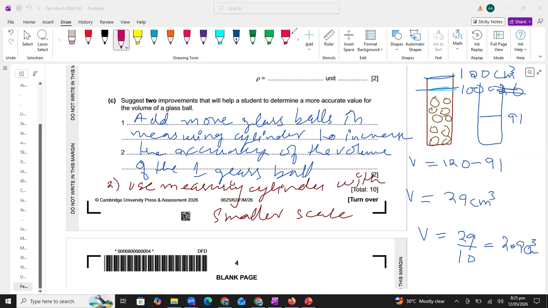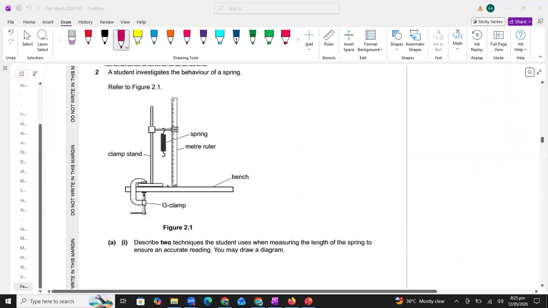All right. Now I'm going to clear the screen. I hope you all have noted down. I'm moving towards the next question. Question number 2. In question number 2, they are saying a student investigated the behavior of a spring. You can see this is the spring. This is the meter rule. And this stand is placed on a bench, and we are using the G clamp here to fix this stand. Otherwise, the stand can be toppled.